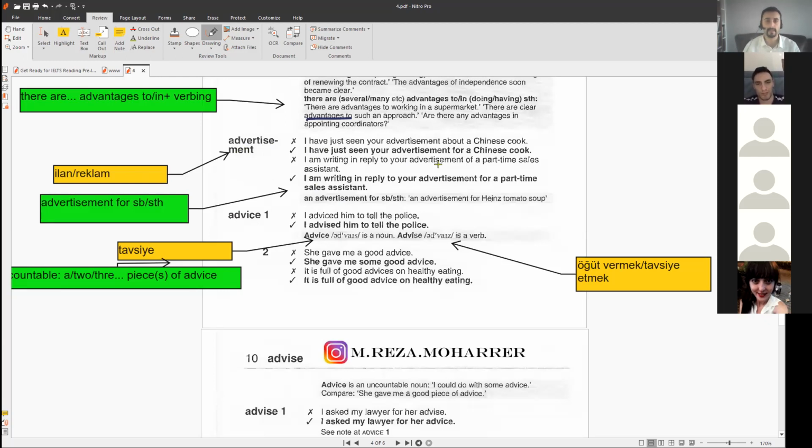May I? Yes, please. I have just seen your advertisement about Chinese cook. I have just seen your advertisement for a Chinese cook. Okay, I have just seen your advertisement, advertisement, 4 parts. I have just seen your advertisement about a Chinese cook. So what is the particle for advertisement? We use it, advertisement for something. Look, advertisement for. In green box, advertisement for somebody or something.